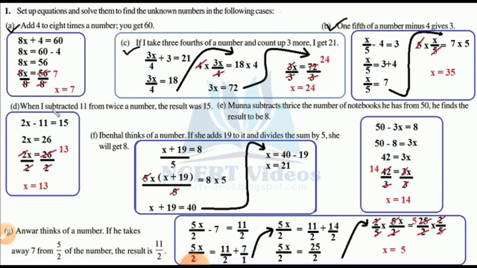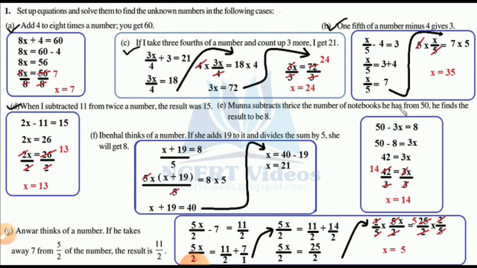D. When I subtracted 11 from twice a number, the result was 15. So be careful here, subtraction from twice a number. You can write first, twice means 2x. Let the number be x. Minus 11 is equal to 15. 11 moves to the right side. Minus 11, that's why it's a plus 11. 11 plus 15 gives us 26. 2x is equal to 26. 2 cut on both sides. So x is equal to 13.